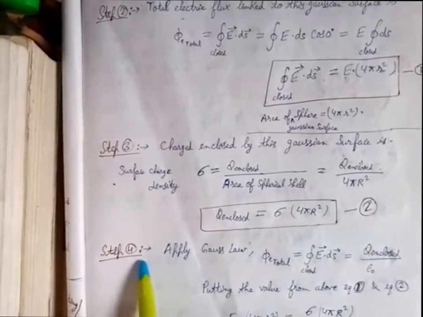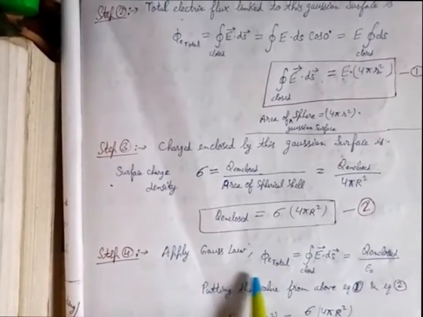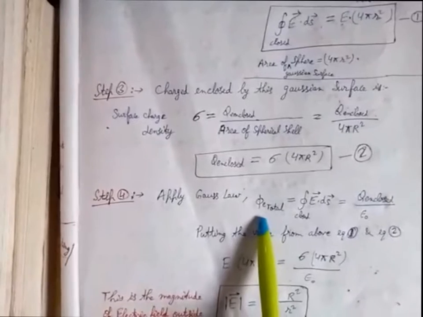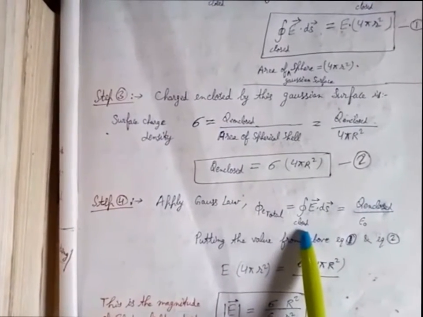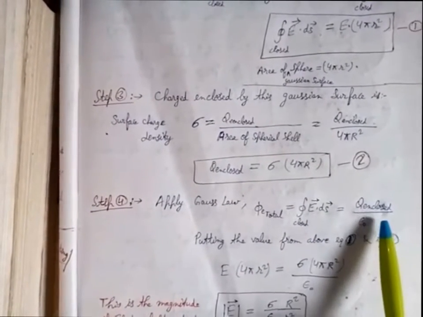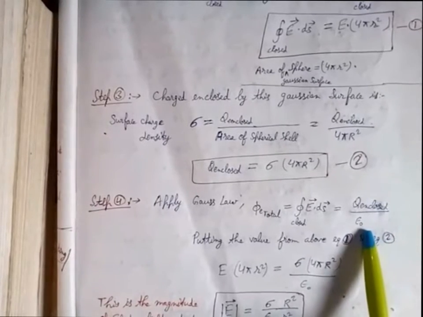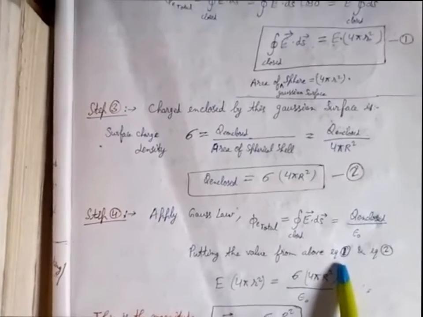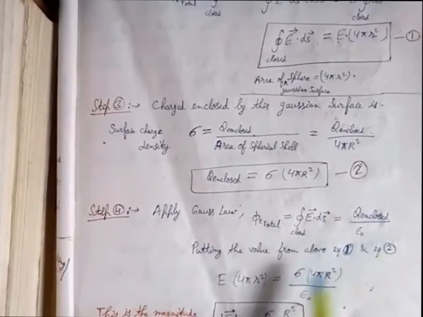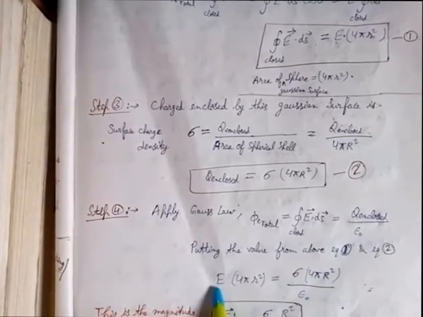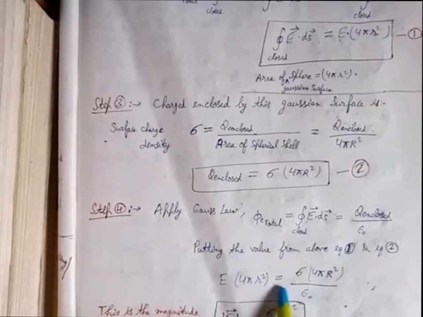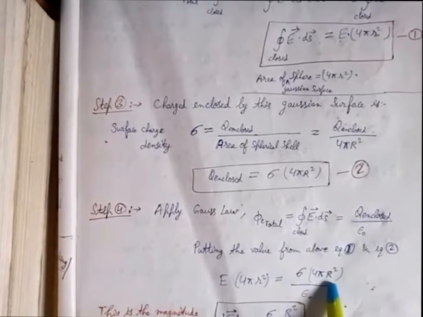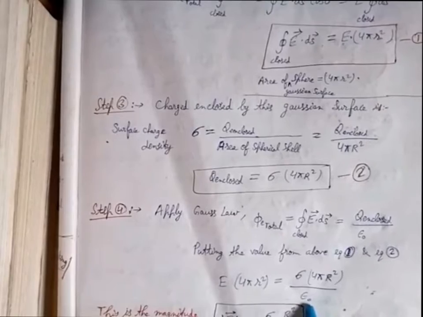Now step 4, apply the Gauss law, that is phi E total electric flux, that is closed integral E dot ds, is equal to charge enclosed upon epsilon naught. Putting the value of above equation 1 and 2 in this equation, we will get E into 4 pi r square equals sigma into 4 pi capital R square upon epsilon naught.